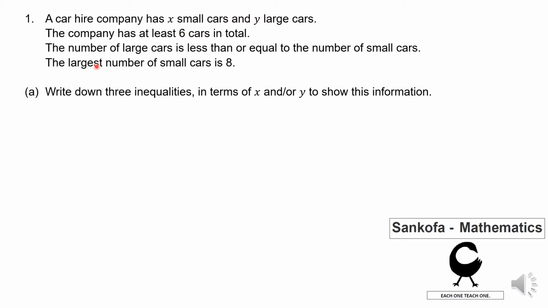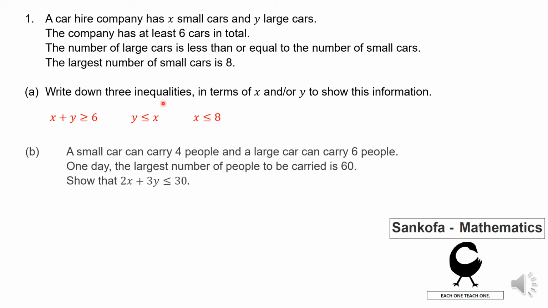All right. Then the number of large cars is less than or equal to the number of small cars. And another inequality is the largest number of small cars is 8. So we are supposed to write down the inequalities. So the first part is X plus Y is greater than or equal to 6. And Y is less than or equal to X, the larger cars. And X is less than or equal to 8. So the small cars can just be 8 or less than that.